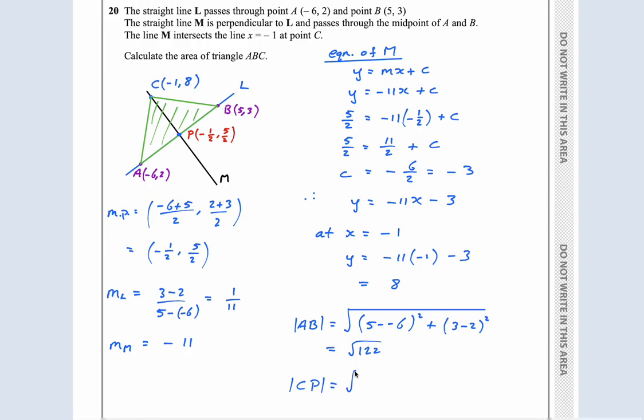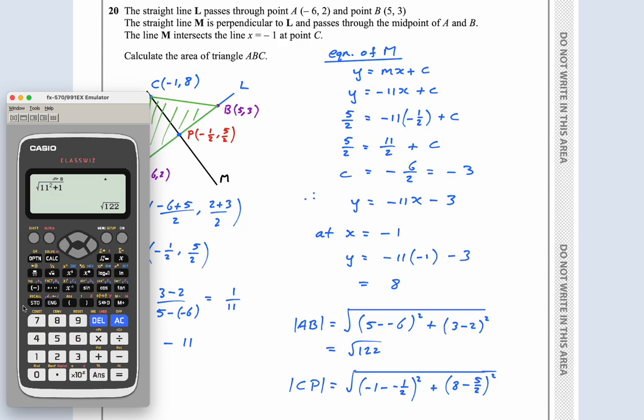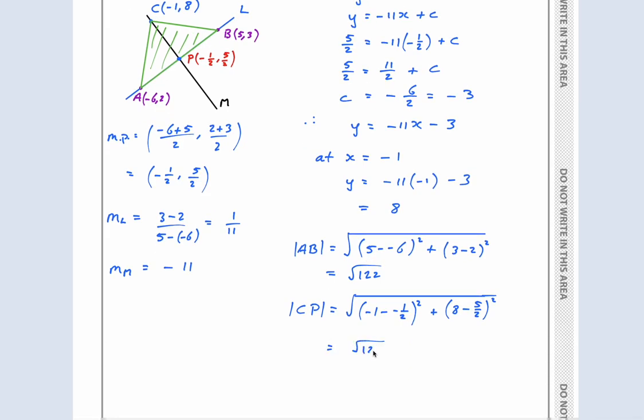The magnitude of PC, so the length of CP, is the same kind of thing. It is the square root of negative 1 minus a half, squared, plus 8 minus 5 over 2, squared. Now again, guys, use the calculator. So it's brackets negative 1 minus a half, squared, plus 8 minus 5 over 2, squared, which is root 122 over 2.